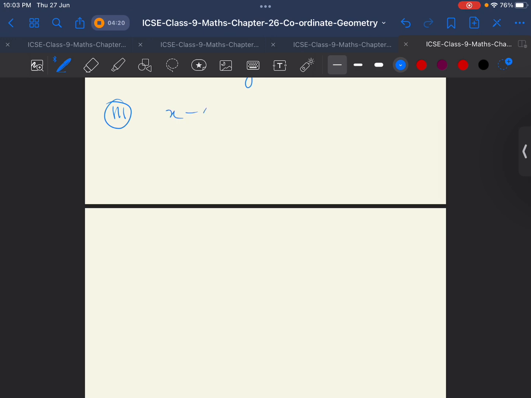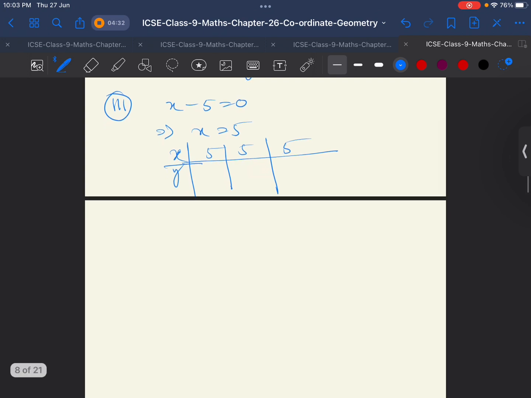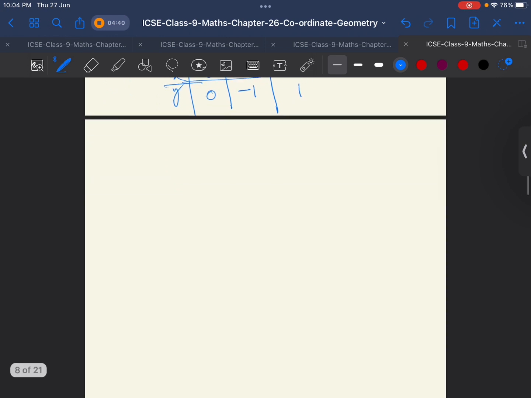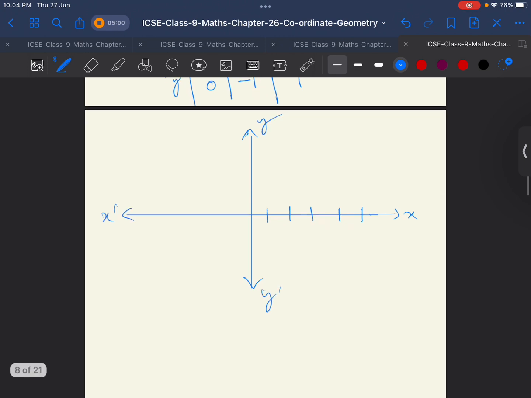Now question number 3, x minus 5 equals 0, implies x equals 5. So the table is here: x is 5, 5 and 5. y can be any real number, so 0, -1 and 1. Now we draw the coordinate axes, x and y axis: 1, 2, 3, 4, 5, x dashed, y and y dashed.